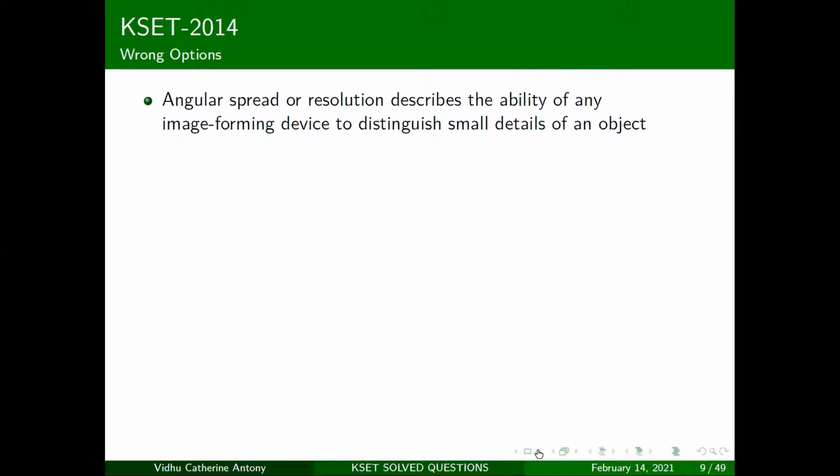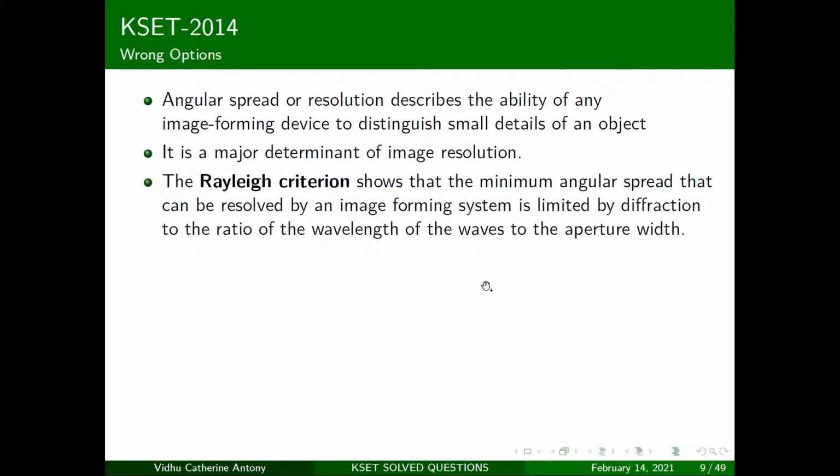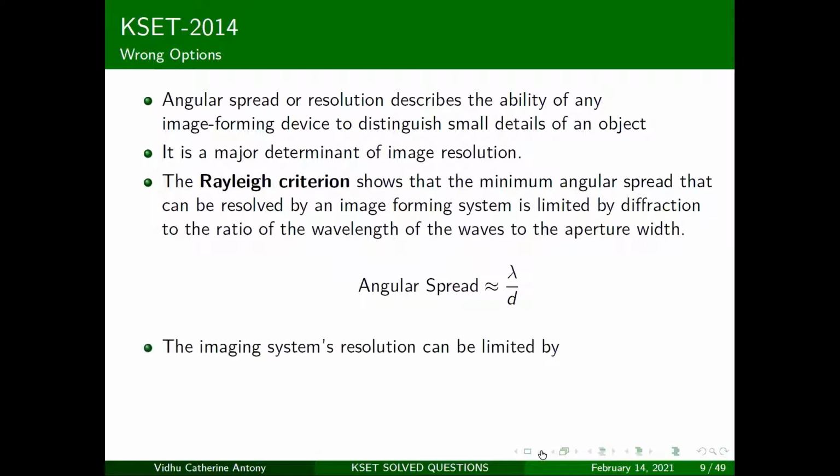So let's look into the next point. It's a major determinant of image resolution. That's why when you talk about image resolution, you talk about angular resolution or angular spread. The Rayleigh criterion shows that the minimum angular spread that can be resolved by an image forming system is limited by diffraction to the ratio of the wavelength of the wave to the aperture width. So what does that mean? Basically, any angular spread that you would have is approximately related to the ratio of the wavelength of the incident light divided by your aperture width d.